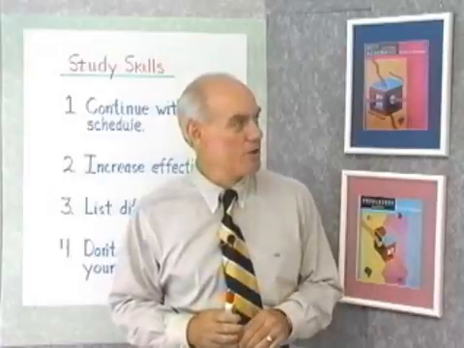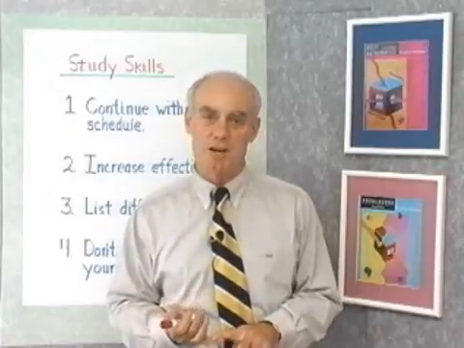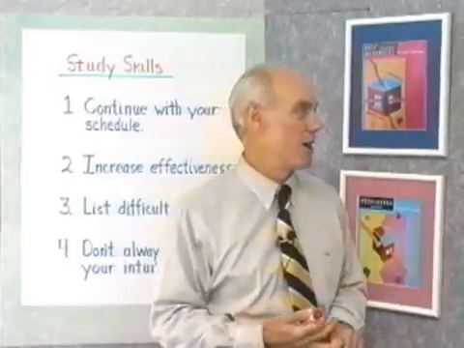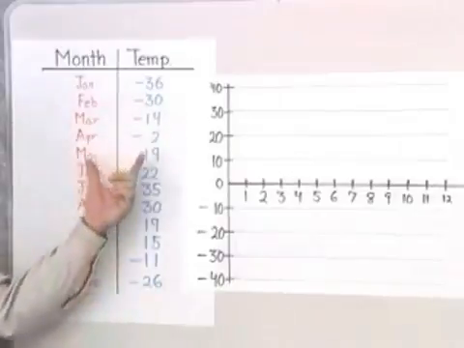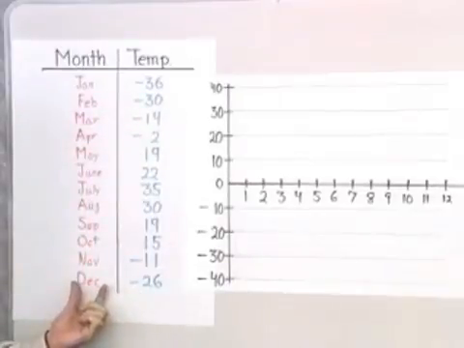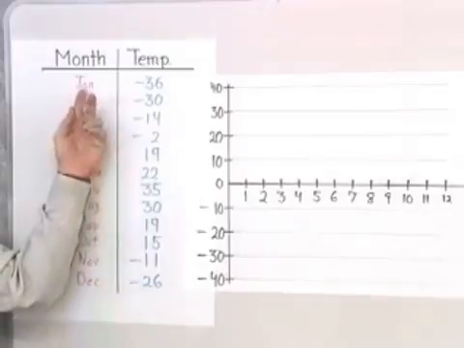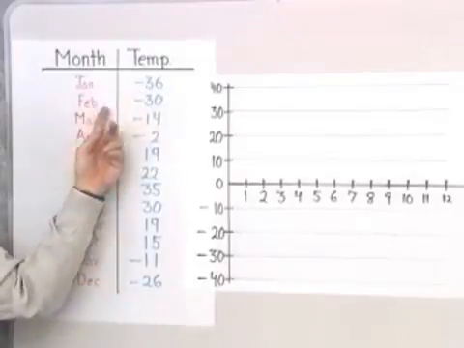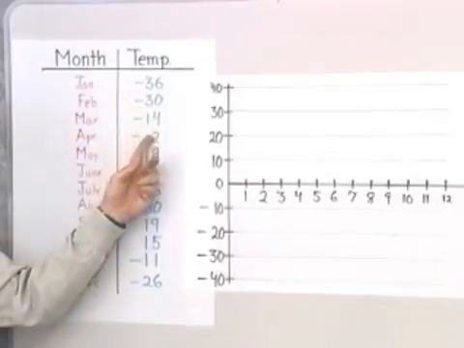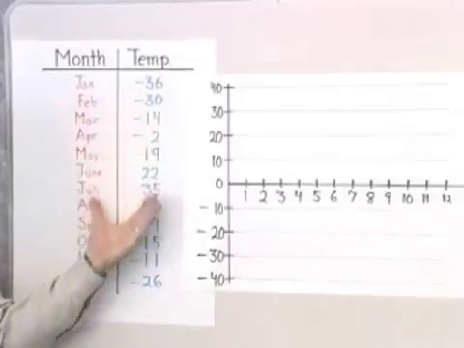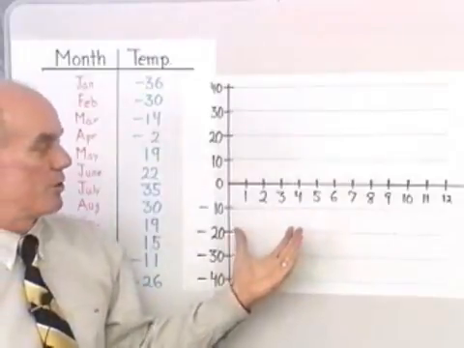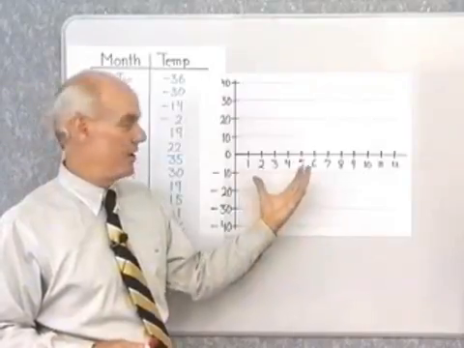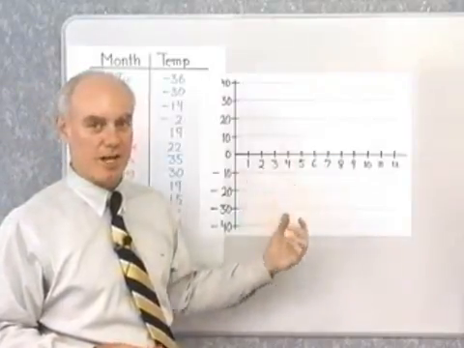The last thing I want to do is look at what is called a scatter diagram and a line graph. So I've written a problem over here on the board that has to do with the record low temperatures in a certain city for each month of the year. The record low in January was minus 36 degrees, February minus 30, March minus 14, and so on. I want to take this table of values and produce what is called a scatter diagram, and then from that we're going to get what's called a line graph.